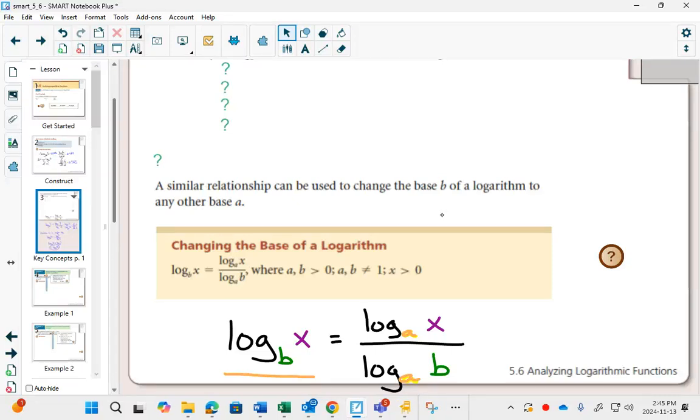Page 402 at the top. If you want to color code it, it's kind of interesting when you color code it because there's three variables, b, a, and x. But what's terribly fascinating about this formula is the letter A only appears on one side of the equation and not on the other side of the equation.